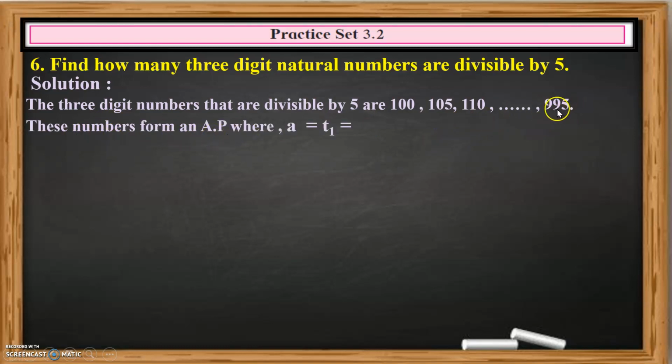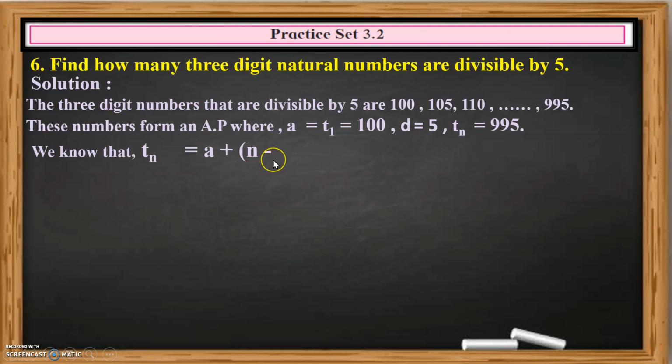Okay, the last 3-digit number will be 995. So here A will be T1 equal to 100 and D will be 5 and Tn will be 995. So now the next step is to write the formula of Tn, that is A plus n minus 1 D.